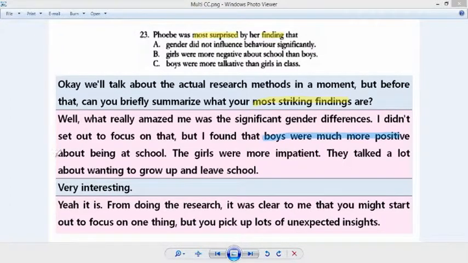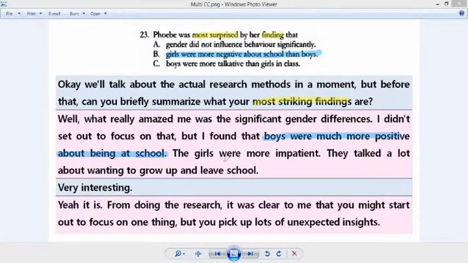There's where we have our answer. Okay, boys were more positive about being at school. Now, do we have some matches? Or sorry, some traps. Excuse me.